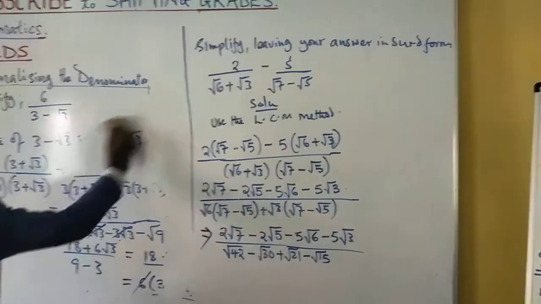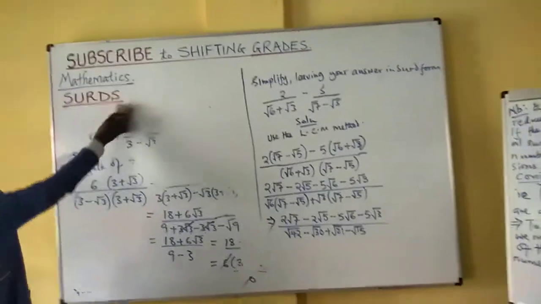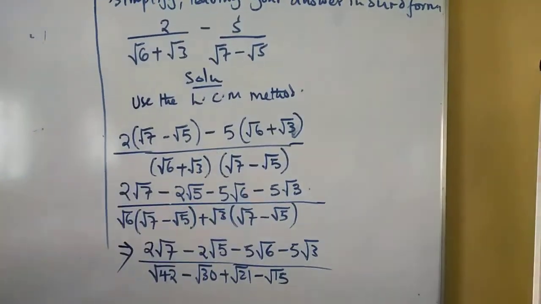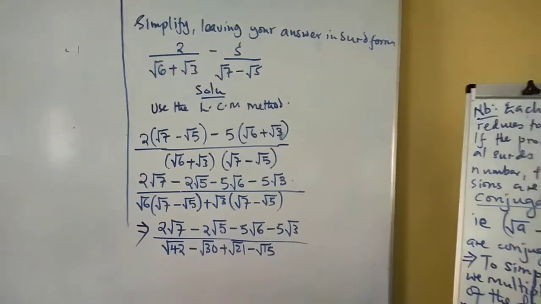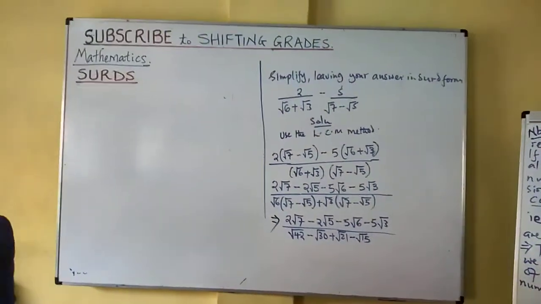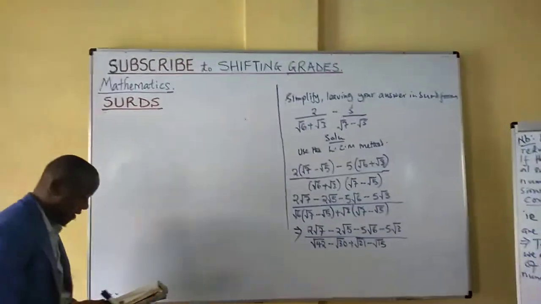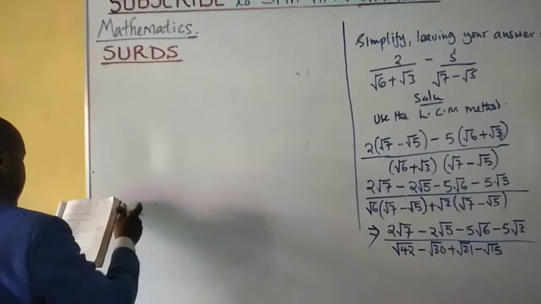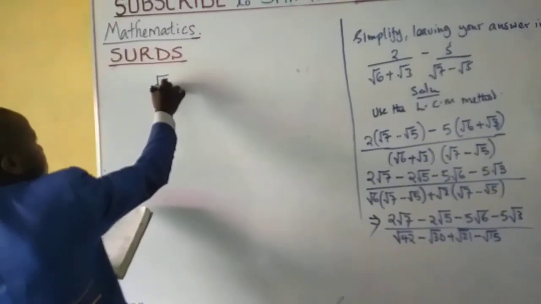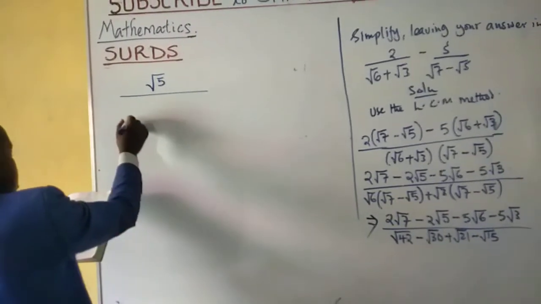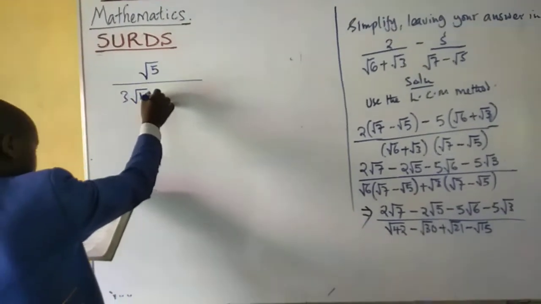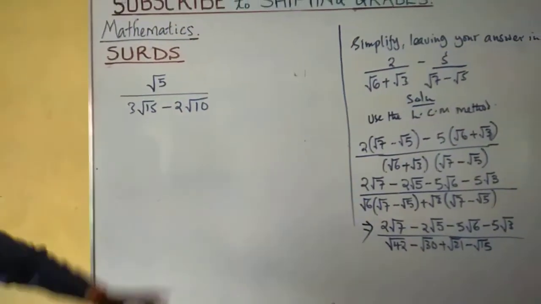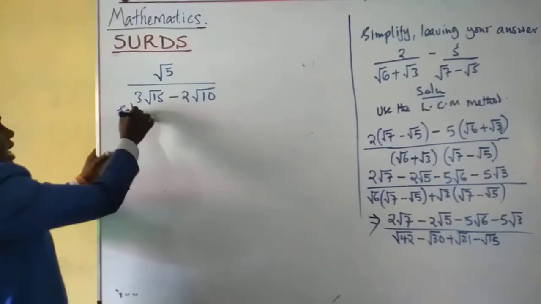Let me give a similar example, just one. Then we finish up. You are told to simplify by rationalizing the denominator. Then we have root 5 all over 3 root 15 minus 2 root 10. Like that. Simplify by rationalizing the denominator.